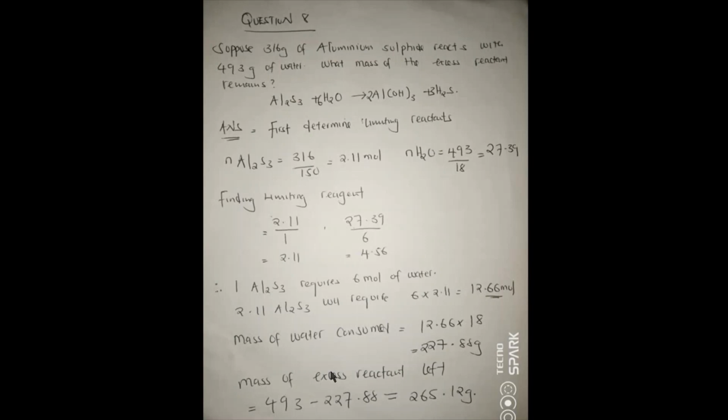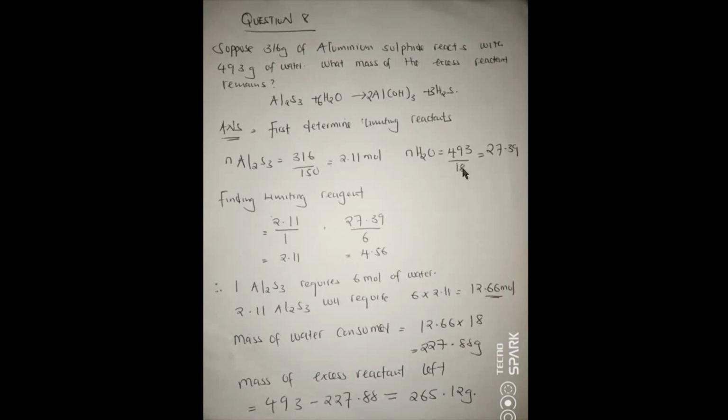Question 8. Suppose 316 grams of aluminium sulfide reacts with 493 grams of water. What mass of excess reactant remains? So the first thing to do here is determine the limiting reactants. So first of all, find the moles of this reactant here, the aluminium sulfide, and the moles of water. So the grams have already been given. The relative molecular mass of aluminium sulfide is there. Divide into the grams, will give you these moles.